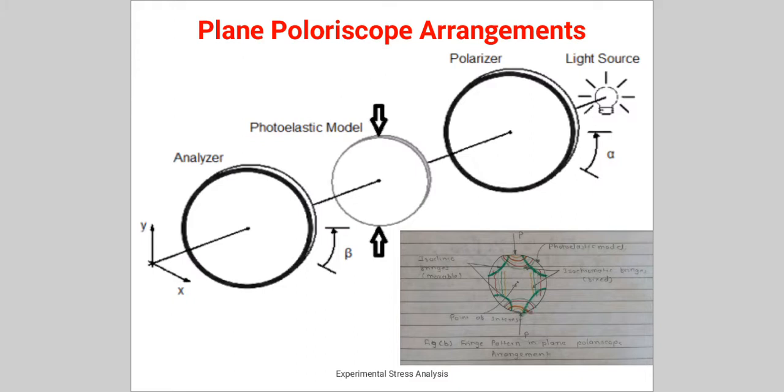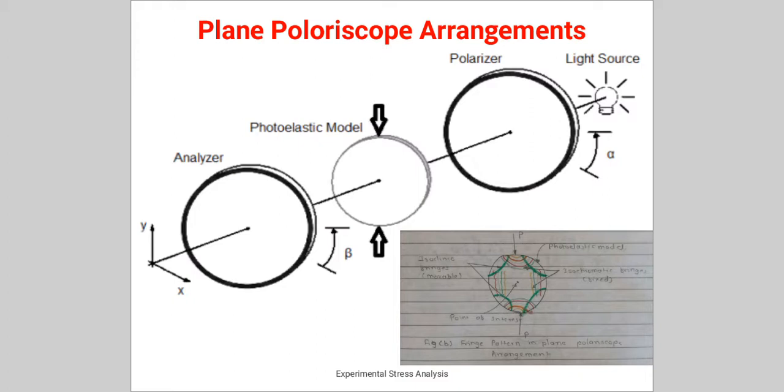For the second direction calculation, we need not rotate the analyzer in the anticlockwise direction. Whatever first direction I have calculated, if I draw the perpendicular line to it, that second line indicates the direction of the second principal stress, that is, the direction of sigma 2. So if I calculate only one direction, for the second direction you have to draw a line perpendicular to the first one, and both directions represent the directions of principal stresses. Like that, the plane polariscope arrangement is used to find the direction of principal stresses, which is calculated by using the movable isoclinic fringes.